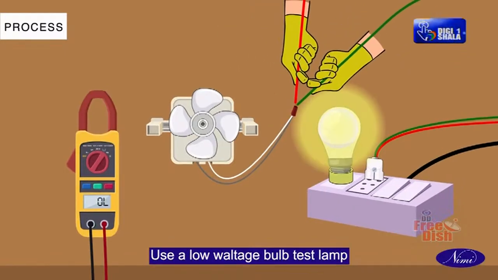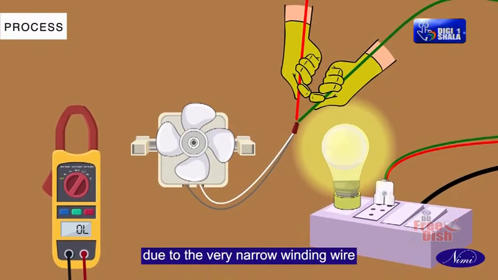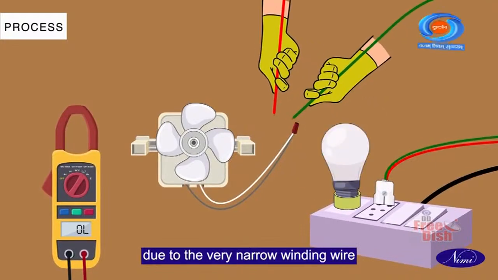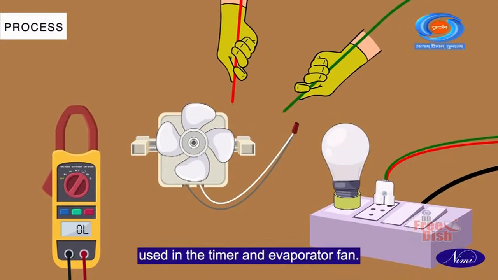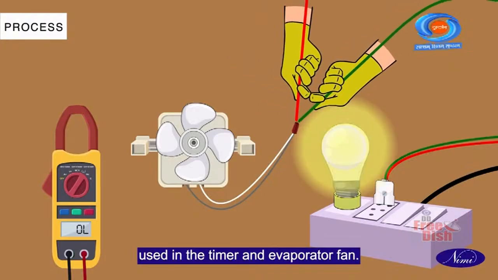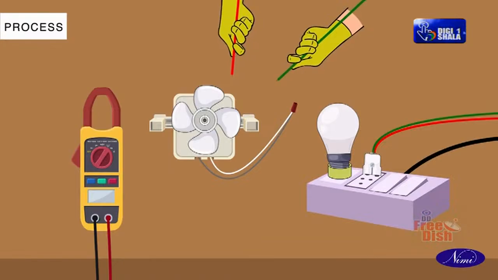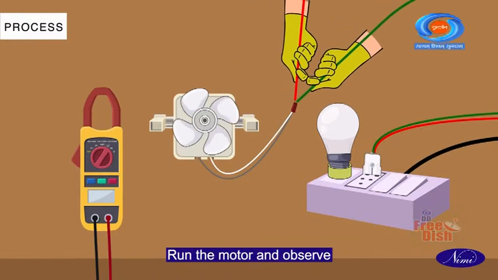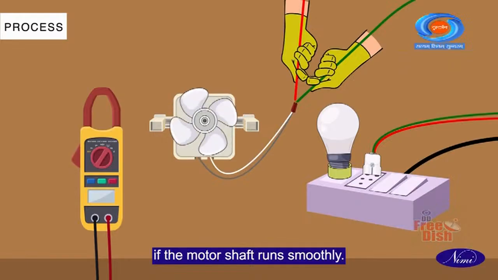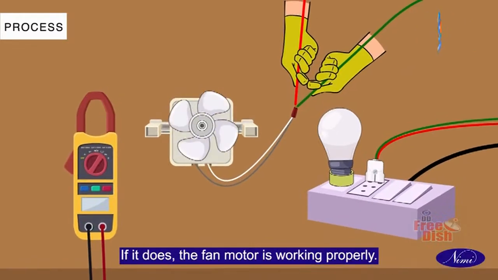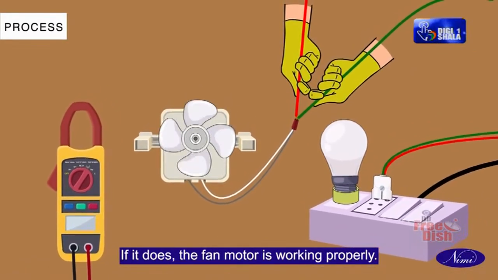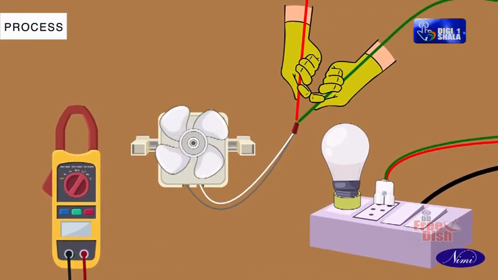Use a low wattage bulb test lamp due to the very narrow winding wire used in the timer and evaporator fan. Connect the motor to the power supply. Run the motor and observe if the motor shafts run smoothly. If it does, the fan motor is working properly.